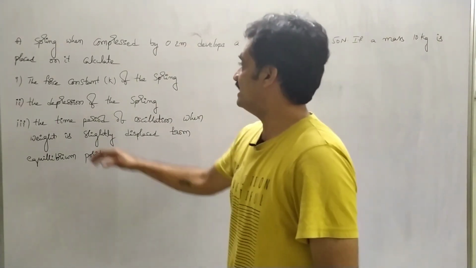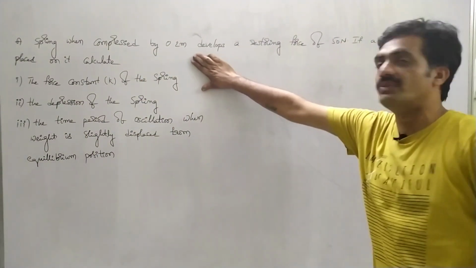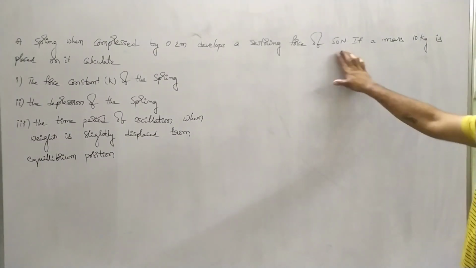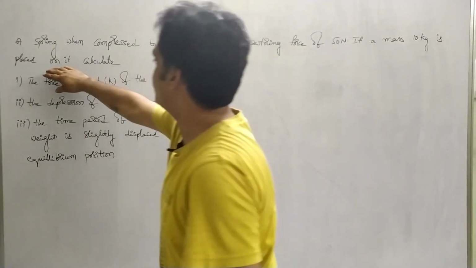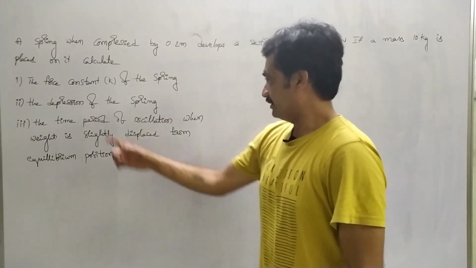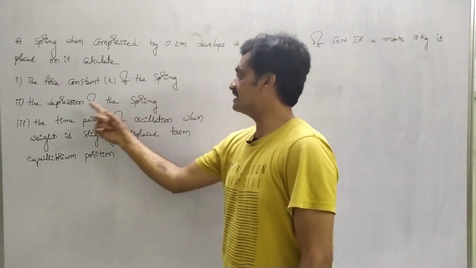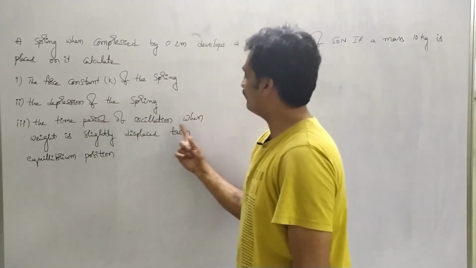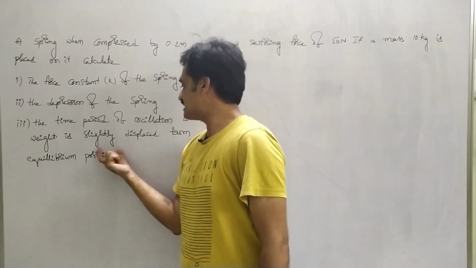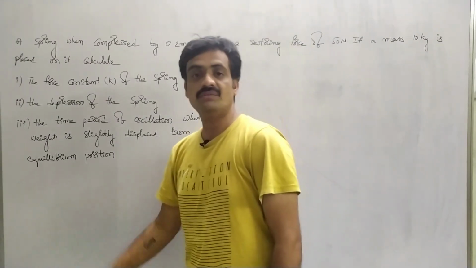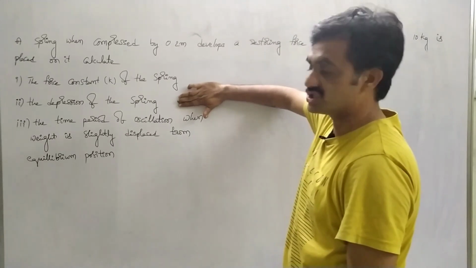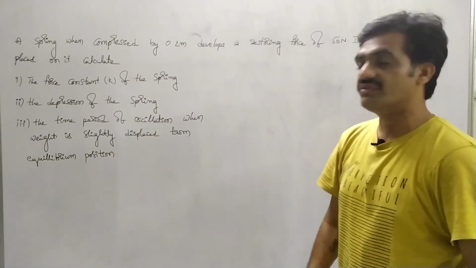The next problem: a spring when compressed by 0.2 meter develops a restoring force of 50 Newton. If a mass of 10 kg is placed on it, calculate the force constant of the spring, the depression of the spring, and the third one is the time period of oscillation when the weight is slightly displaced from equilibrium position. So here we have to find the force constant of the spring as well as the depression of the spring as well as the time period of oscillation.